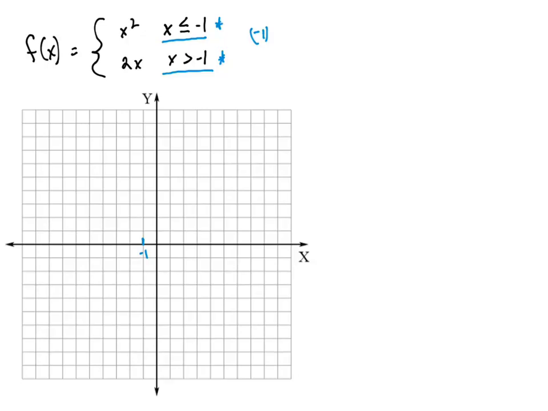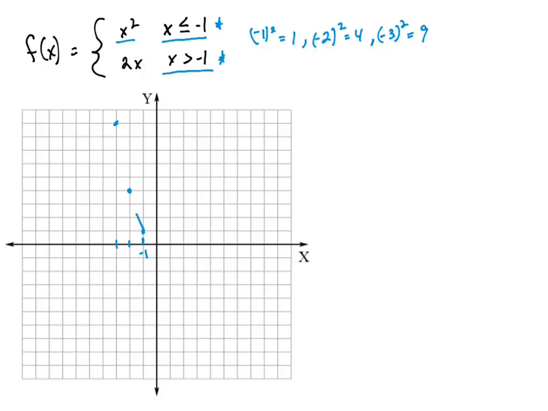into the first rule. So -1 squared, that's going to equal +1. So at -1, I'm going to get a value of +1. Let's say -2. When I plug -2 in, I'm going to get -2 squared, which is 4. So at -2, I'm going to get +4 right here. And then if I do -3 squared, I'm going to get 9. So at -3, I'm up here.